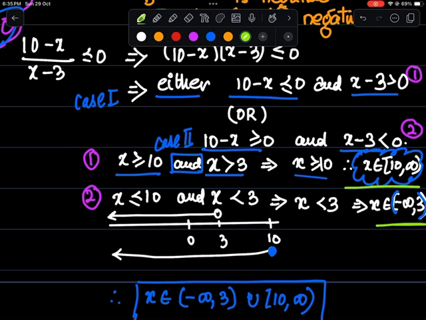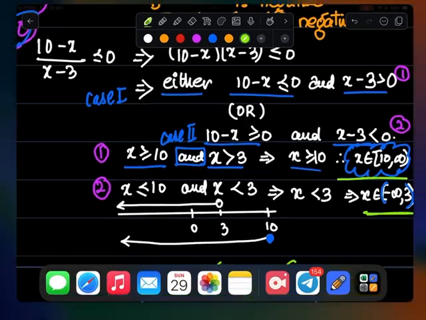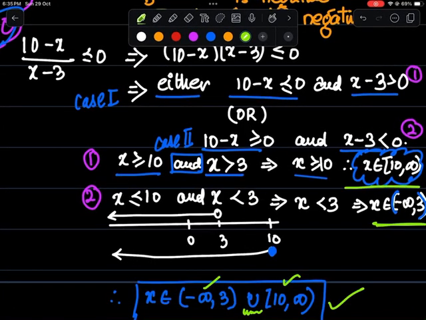Now these two cases combined give us the solution, which is joined using union. So the symbol is called union. So x belongs to (−∞, 3) union [10, ∞) is our final solution. I hope you understood.